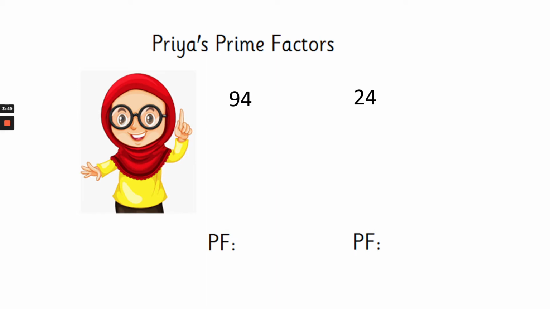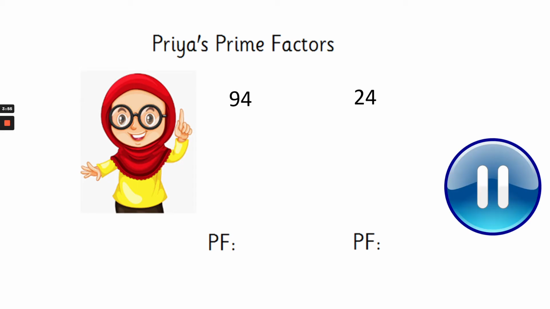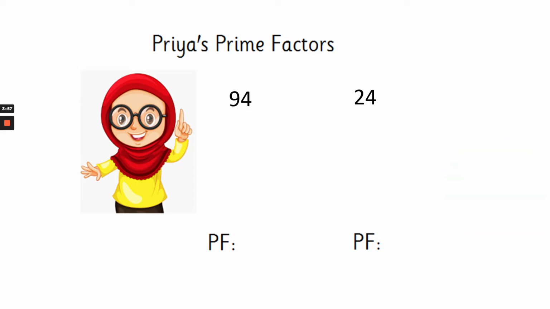All right, so we're going to pause the video and find the prime factors of 94 and then 24. Okay, let's see how we got on with those. Now 94 is quite a big number. I wonder if it has lots of prime factors. Let's see. So first I'm going to find a factor pair for 94, and I know 94 is an even number, so I'm going to start with 2.